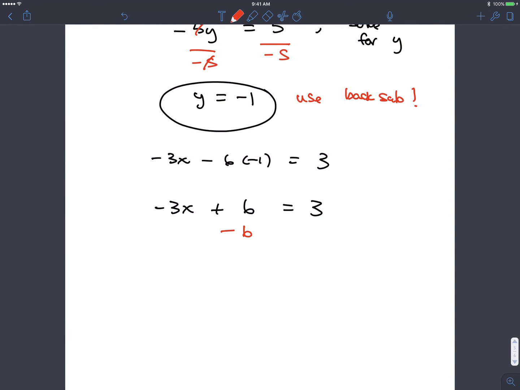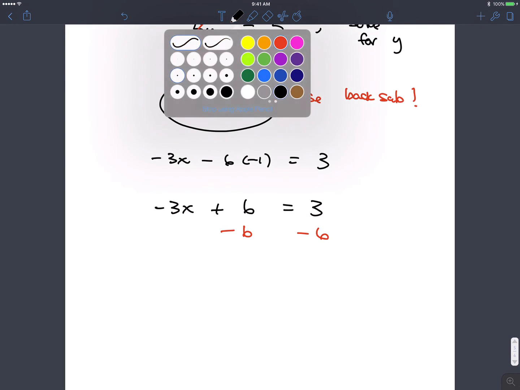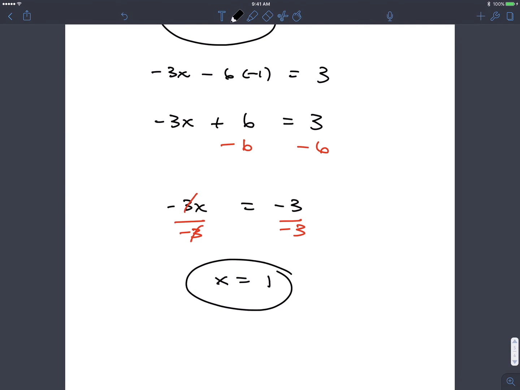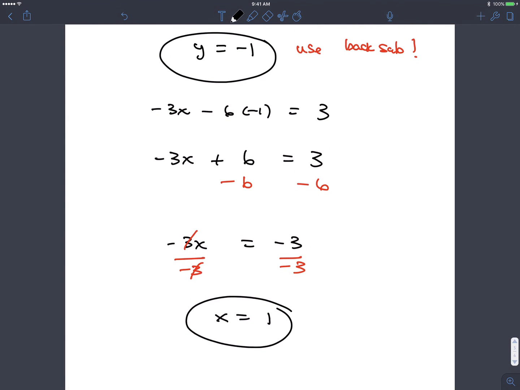We're going to subtract 6 from both sides, and you end up with negative 3x is 3 minus 6, or simply negative 3. You're going to divide both sides by negative 3. Cancels. You end up with x being negative divided by negative is a positive. So we solve this system, and what this means is that these two linear equations intersect at a point. The point is 1, negative 1.